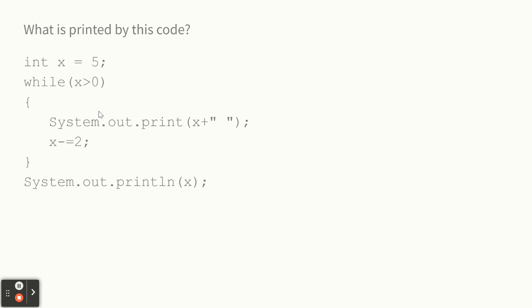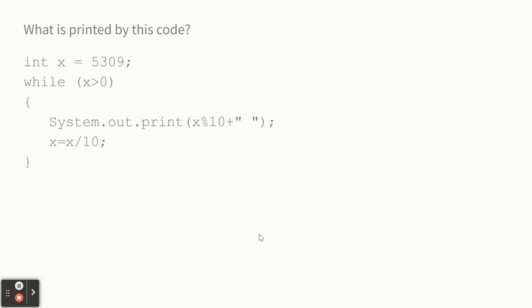Anybody got it? August? 531, but then also a -1. So it comes in, 5 is greater than 0, it prints a 5, subtracts 2. 3 is greater than 0, so it prints a 3, subtracts 2. 1 is greater than 0, it prints the 1 and subtracts 2. Now it's -1. It doesn't do the loop anymore. It hops out, and then it does this code, which is printing the -1.